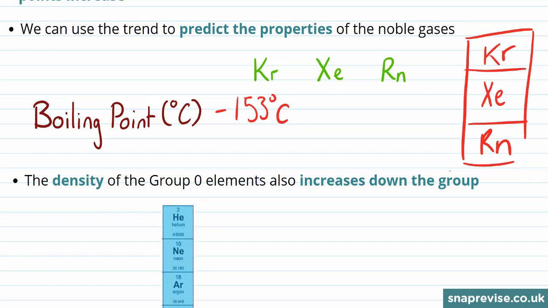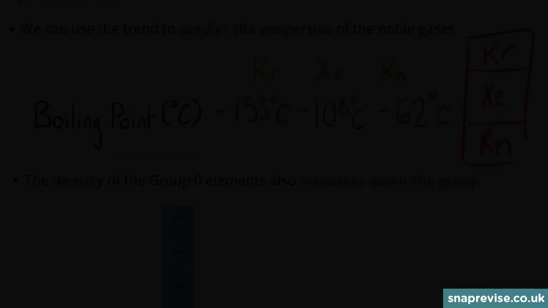We therefore expect that the boiling points will increase moving from krypton to xenon to radon, and this is exactly what we see. The boiling point of xenon is minus 108 degrees, and the boiling point of radon is higher at minus 62 degrees.